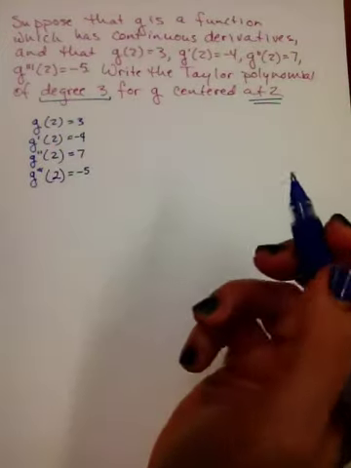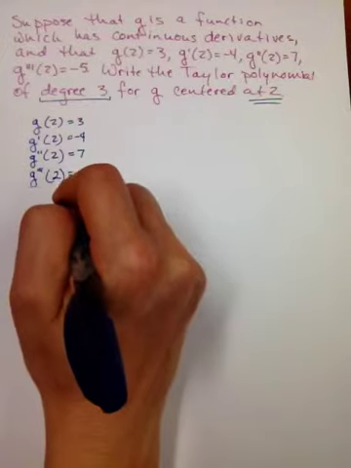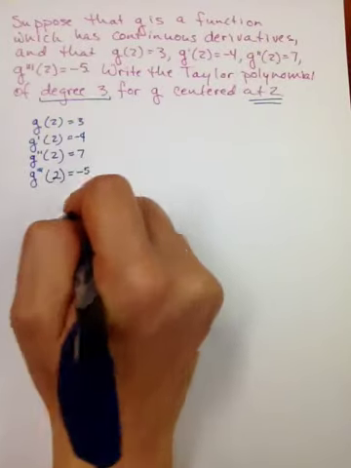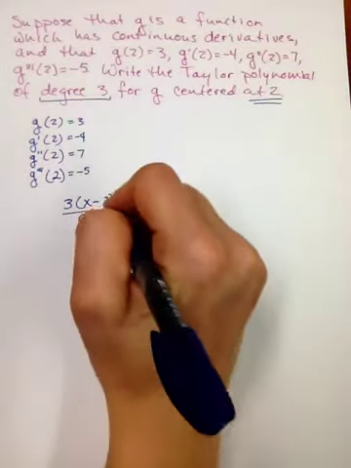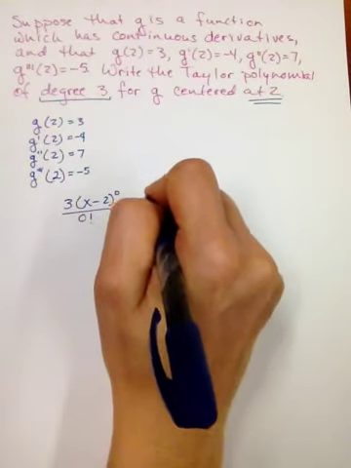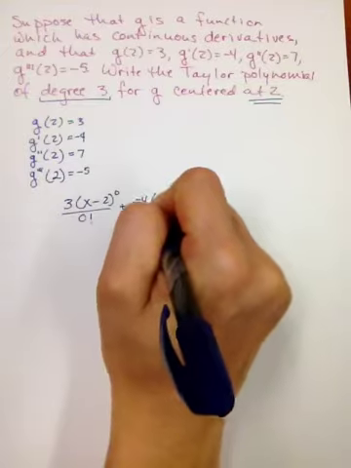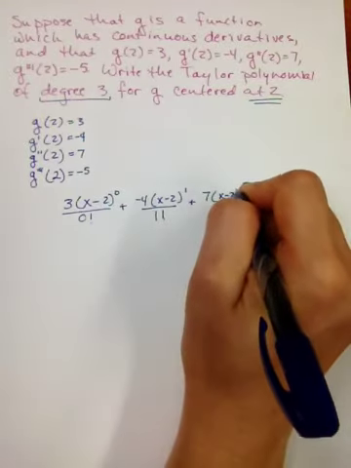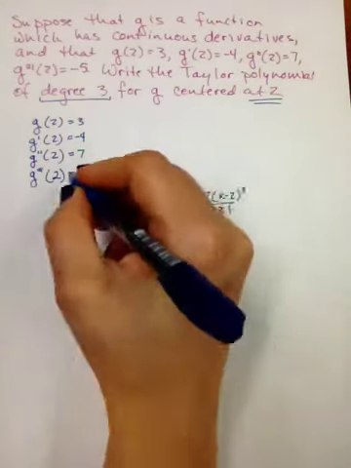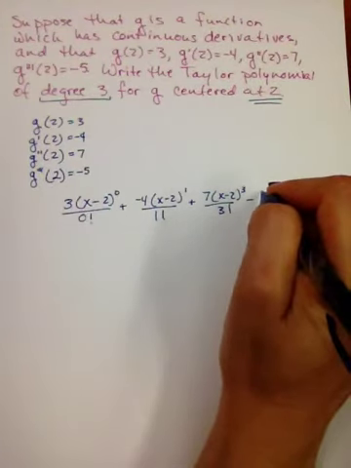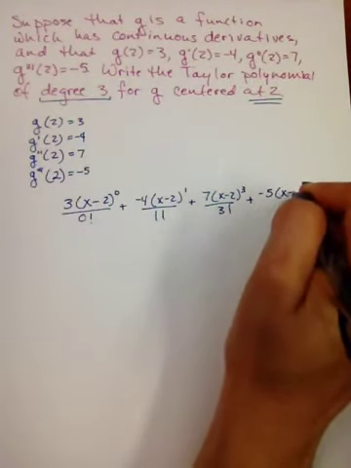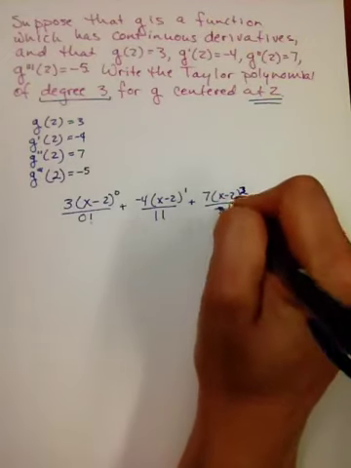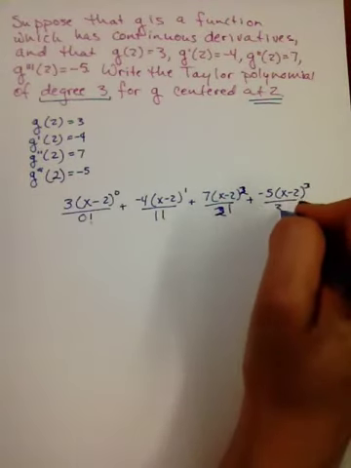So I would follow the same pattern that I would normally. I would have g of 2 is 3 times x minus where it's centered, which is 2, to the 0th over 0 factorial, plus my next coefficient would have a negative 4, x minus 2 to the first over 1 factorial, plus a 7 from this, x minus 2 to the second, I'm sorry, over 2 factorial, plus a negative 5, x minus 2 to the third over 3 factorial.